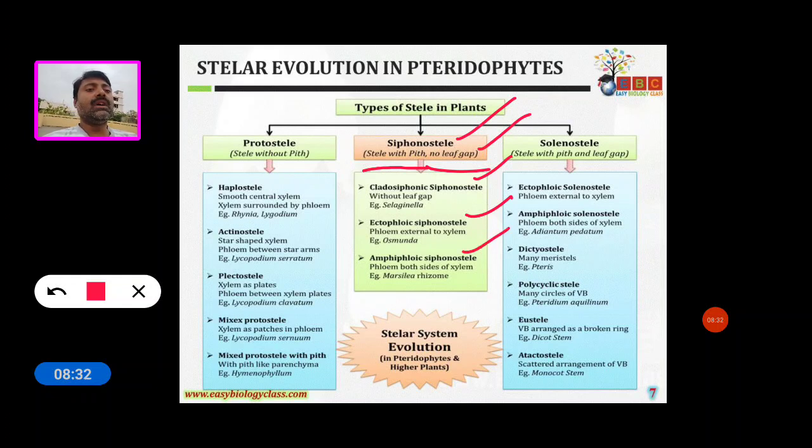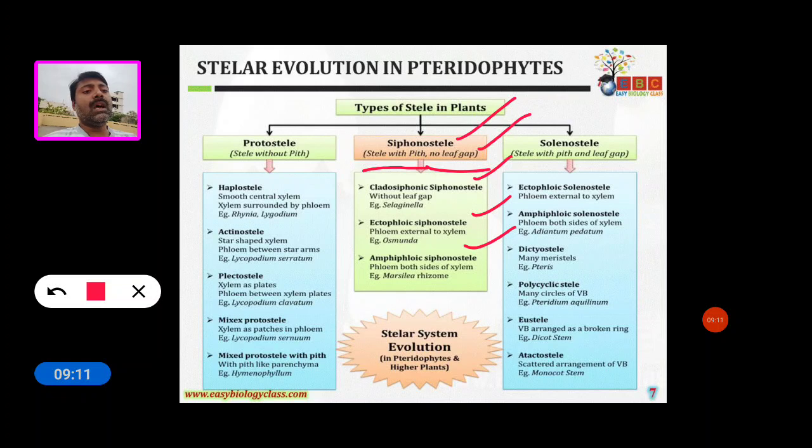Cladosiphonic siphonostele means without leaf gap. This type of siphonostele we can see in the Selaginella plant. Ectophloic siphonostele means the phloem is external to the xylem. We see an example of this type of stele in the Osmunda plant. And the next one is the amphiphloic siphonostele.